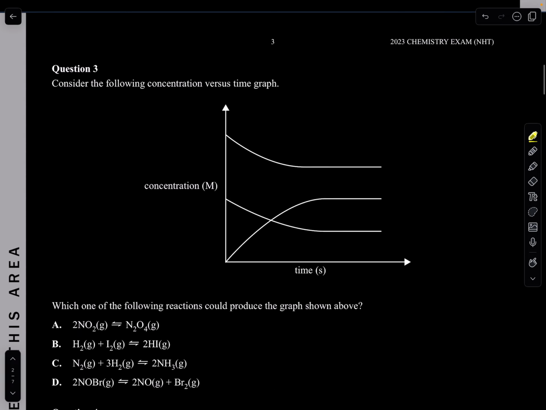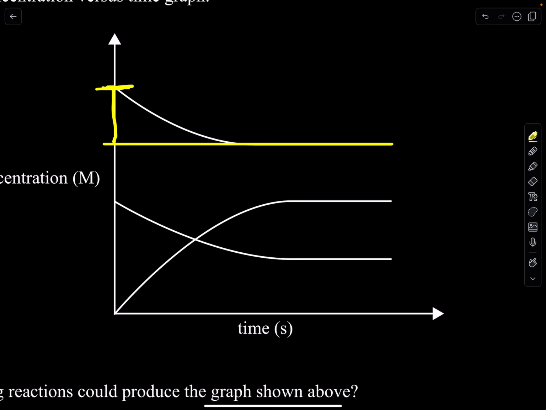Question 3. Consider the following concentration versus time graph. Which of the following reactions could produce the graph shown above? Alright, let's have a look at this. Now, what I can see is the ratios at which they are decreasing. For example, this is where it starts for this graph, and this is where it ends. Draw a nice straight line. So this is like the distance, and I consider that as 1.